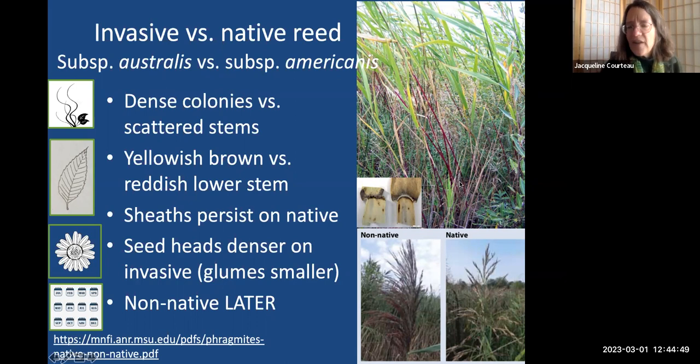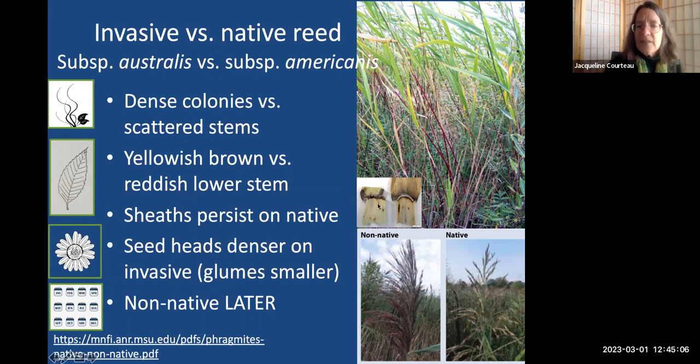And talk about drive-by ID. I was driving through northern Minnesota last fall, and this was one you could pick out on the roadsides, just see those red stems and then the less dense seed heads as you were driving by.